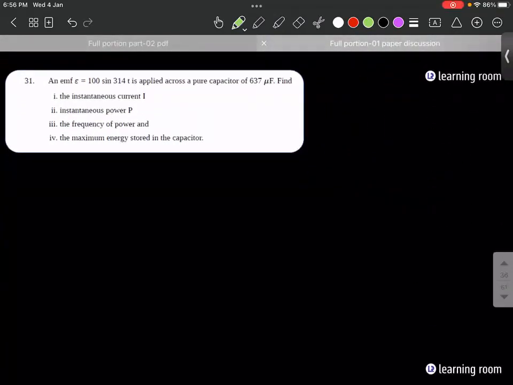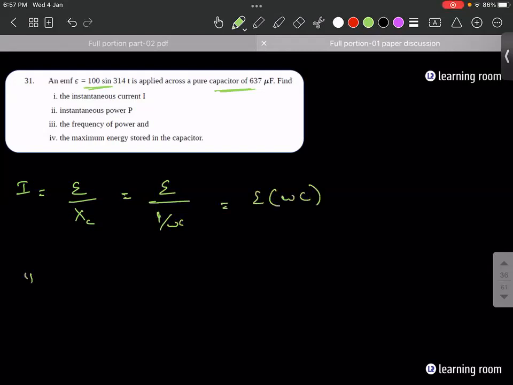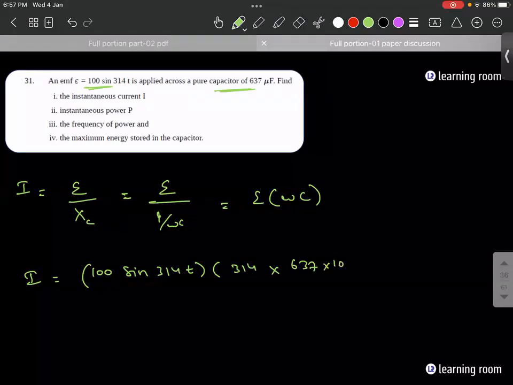Yeah. Next. So the instantaneous EMF is this much applied across a pure capacitor of 637 microfarad. Find the instantaneous current. So what is the value of instantaneous current? I is equal to E divided by XC. Right, what is the value of XC? XC will be 1 by omega C. So E into omega into C. So I will be equal to instantaneous EMF is 100 sine 314 T into omega value is how much? 314 into C value 637 into 10 power minus 6.